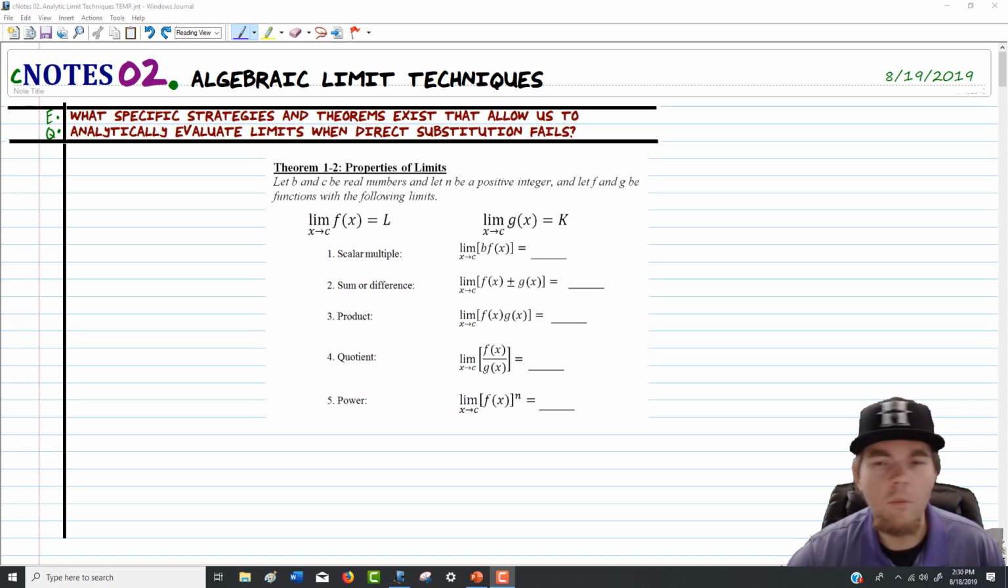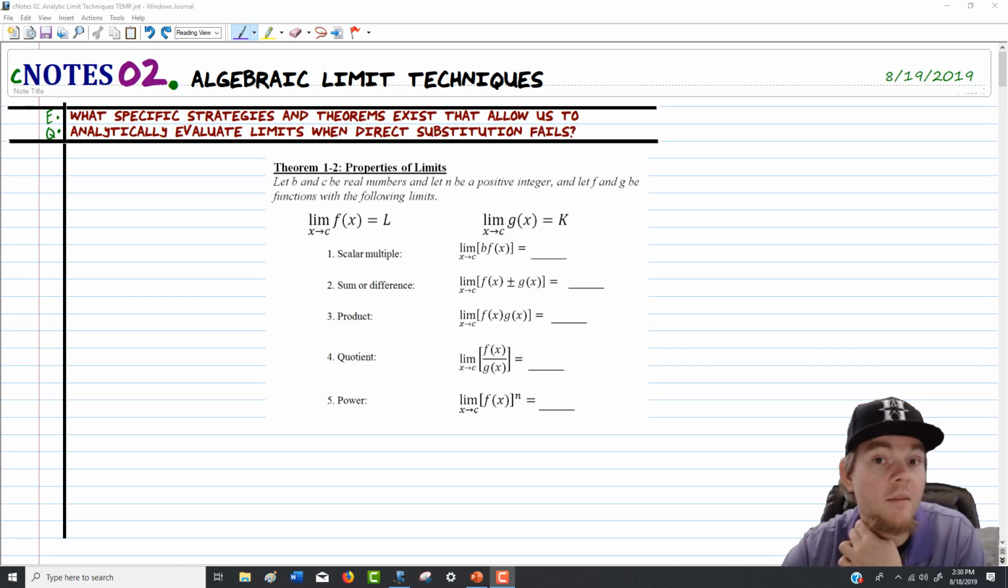But basically, this is called Theorem 1.1-2. Not really, we don't really care about the name of that anymore. But these are the properties of limits. As it says on that paper, it tells you to let b and c be real numbers and let n be a positive integer, meaning something like 1, 10, 11, but not something like 1/3 or -2. And then let f and g be functions with the following limits.